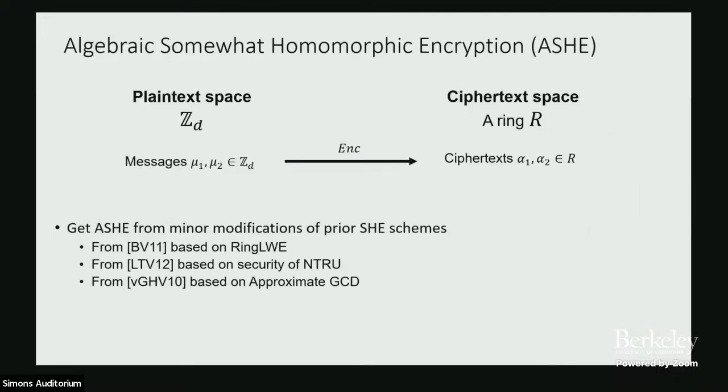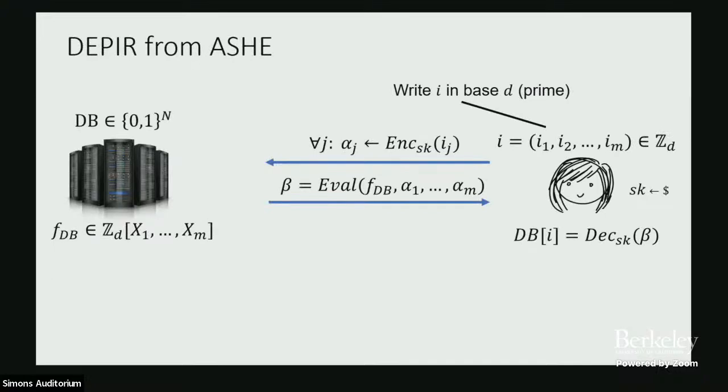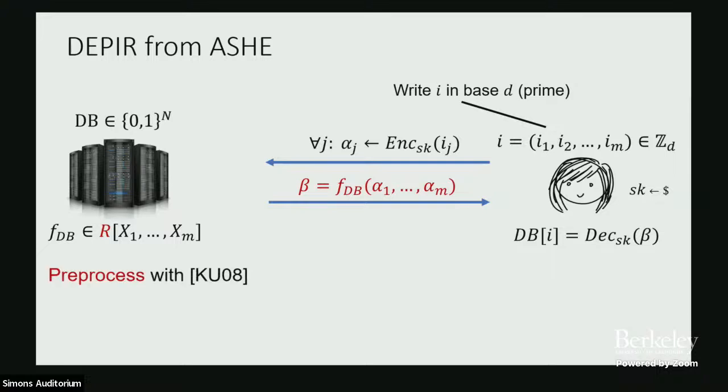Okay, so just to put it all together, that gives us the entire scheme. We first use this basic PIR from the algebraic somewhat homomorphic encryption, and then we notice that if we do that, then what the computation server does is just evaluating the same polynomial over the ciphertext, over the ring elements that the client sends. So now the scheme has the right structure, and we're just going to take this polynomial and preprocess it with Kedlaya and Umans, and that's the entire scheme.